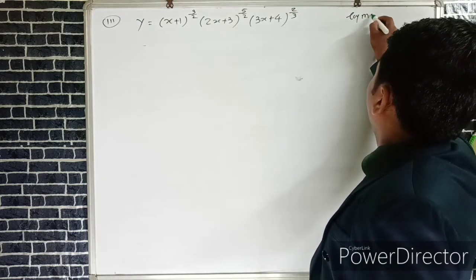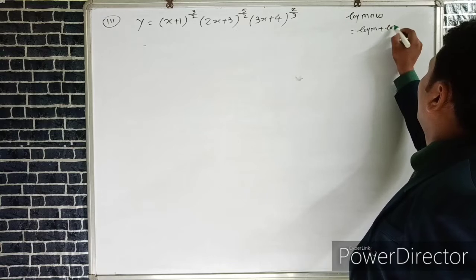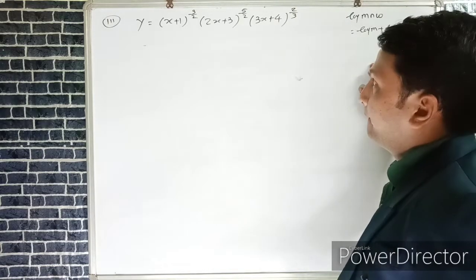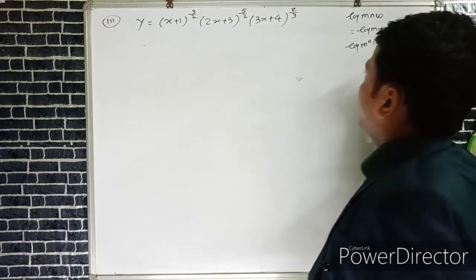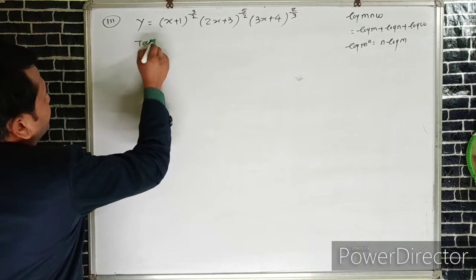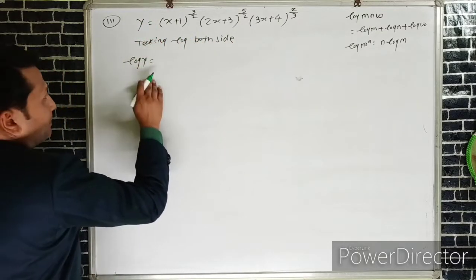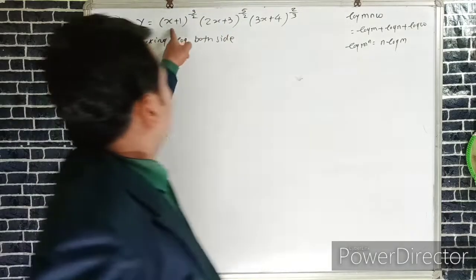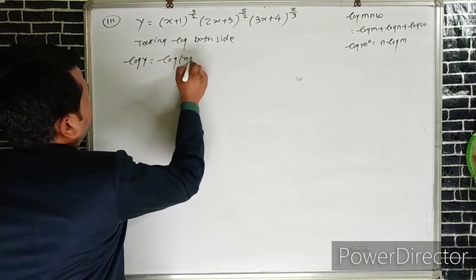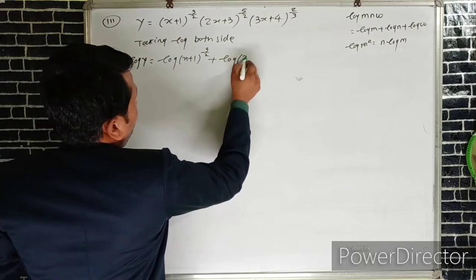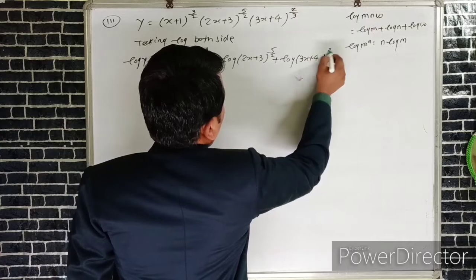First we know about log of m n w. If three functions are in multiple form, then we can write it as log m plus log n plus log w. Secondly, we know about log of m raised to the power n, which is n log m. Here, taking log on both sides, we can write log y. Every function which is in multiple form, we can write as log m plus log n plus log w. Then we can write directly log of x plus 1 raised to the power 3 by 2 plus log of 2x plus 3 whole raised to the power 5 by 2 plus log of 3x plus 4 whole raised to the power 2 by 3.